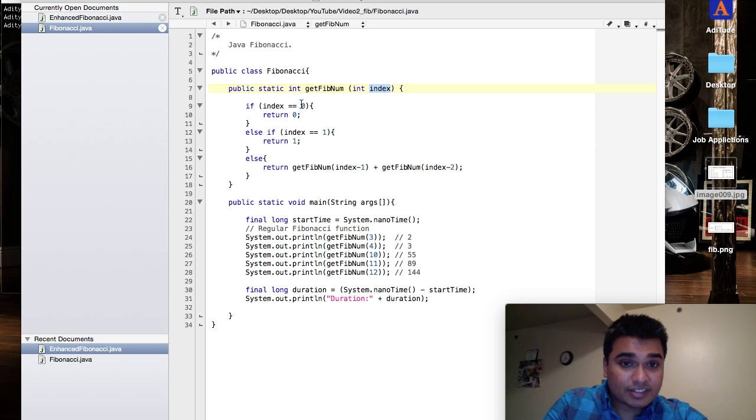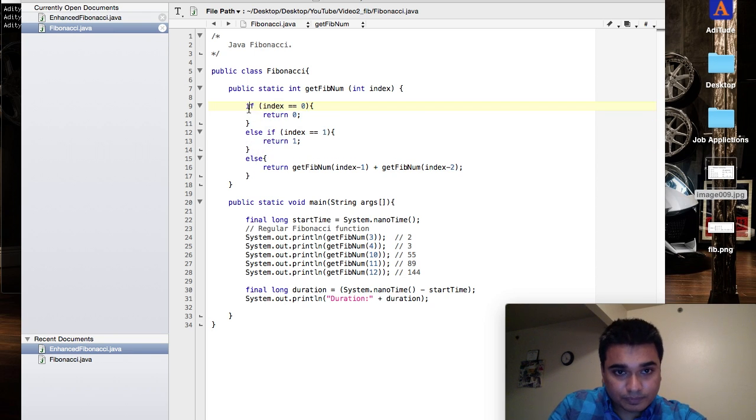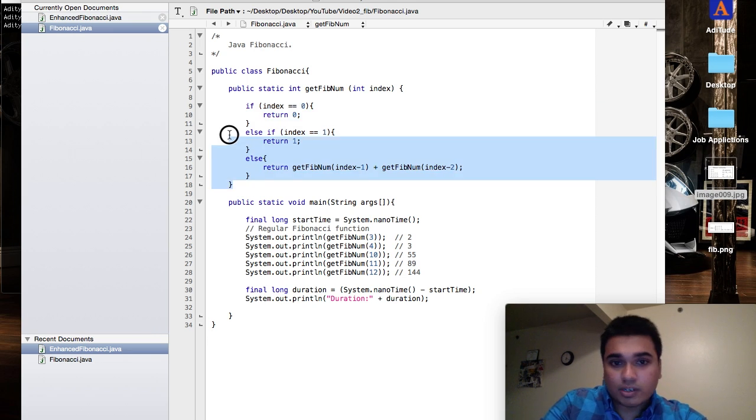So if it's the 0th term, it'll return 0, and if it's the first term, it will return 1, and the second term will be the 0th term plus the first term, which is 0 plus 1, and that's 1. So here's our recursive statement, and these two are our boundary statements. So this essentially is the Fibonacci number function, pretty straightforward.